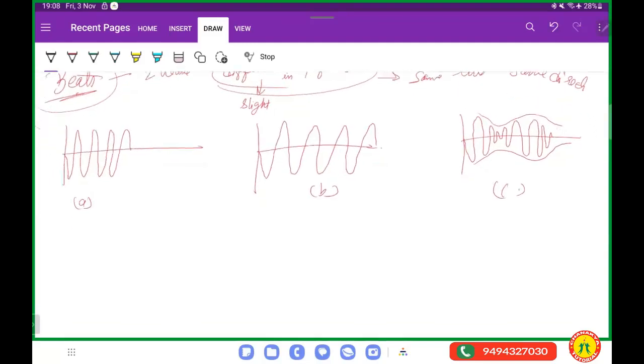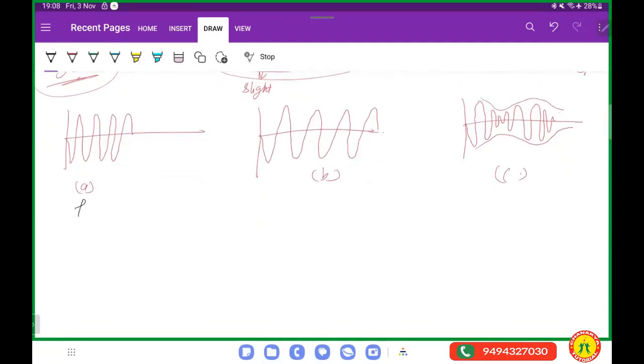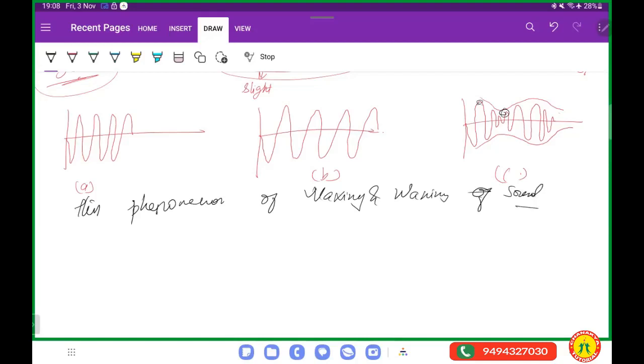There is a beat. So let's say here this is the maximum and this is the minimum. This waxing and waning of sound is called beats.